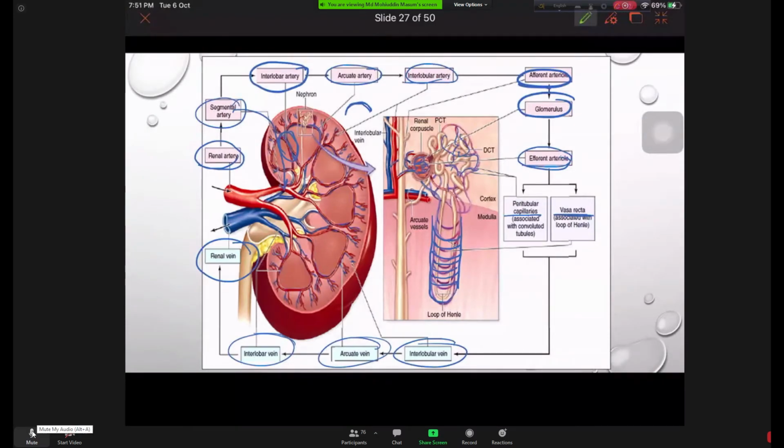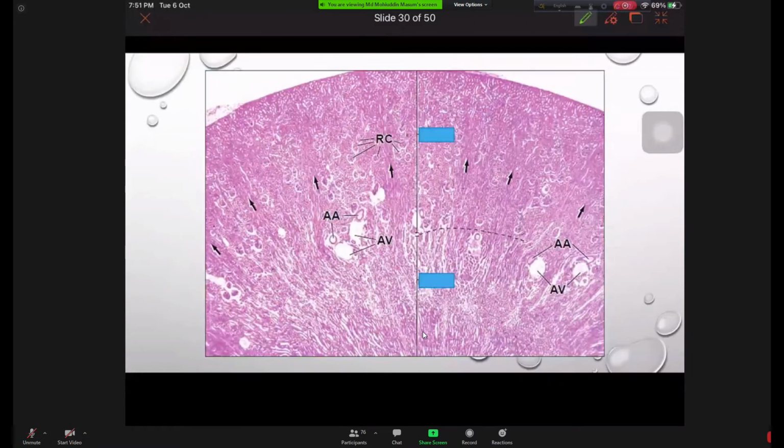In the kidney portal system, where are the two sets of capillaries? One is the glomerular capillary plexus. The other is the peritubular capillary plexus and vasa recta.